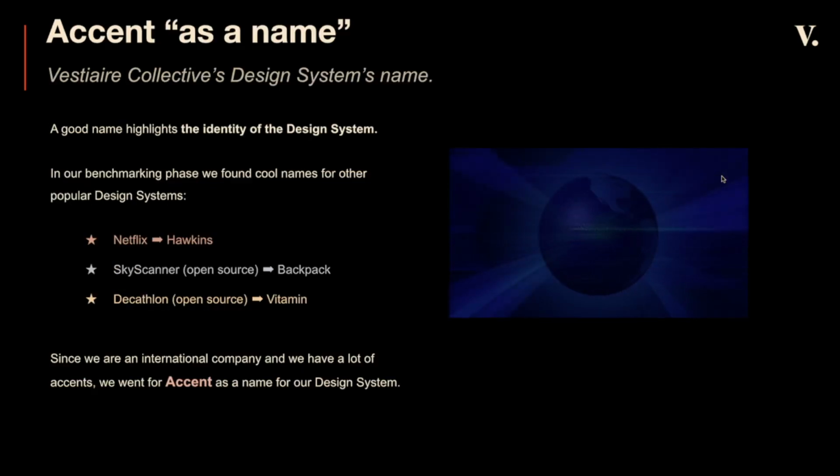Talking about the name of Vestiaire Collective's design system, it's Accent. So in the phase of benchmarking, we found very cool names for popular design systems. Like for Netflix, they have Hawkins. It's a reference to Stranger Things, if you have seen that. For Skyscanner, it's Backpack. I see it's a smart name. Decathlon, they have Vitamin. And by the way, both of these design systems are open source, so you can check them out and see the wonderful work there. For us, since we are an international company and we have a lot of accents, we went for Accent as a name.